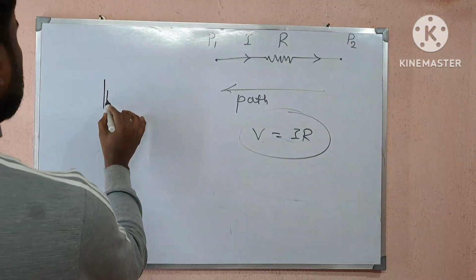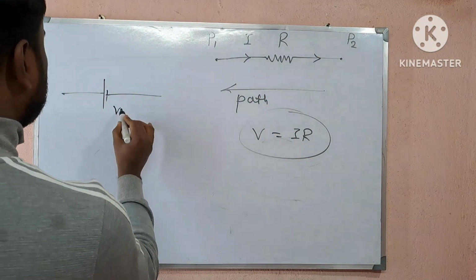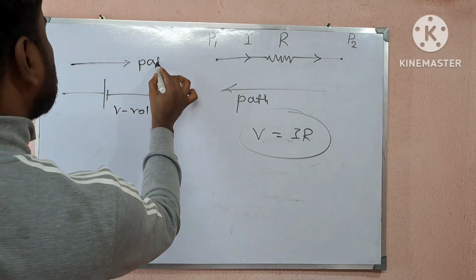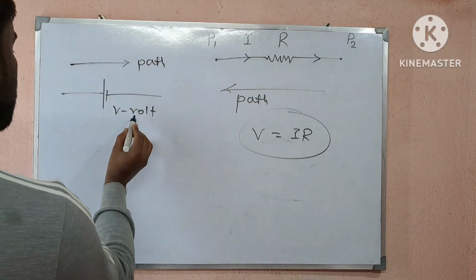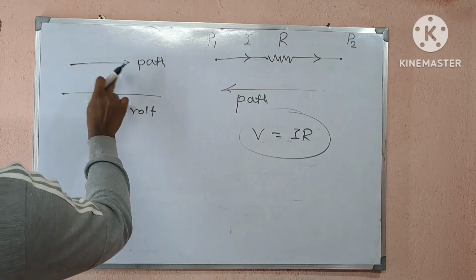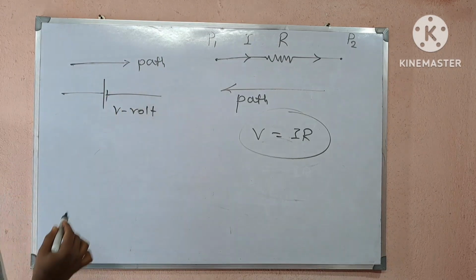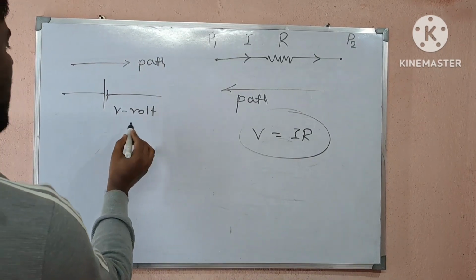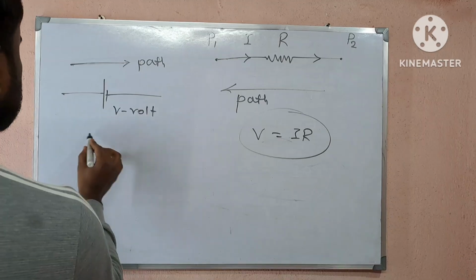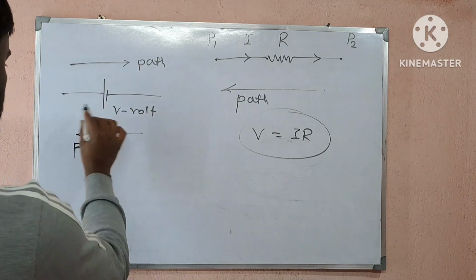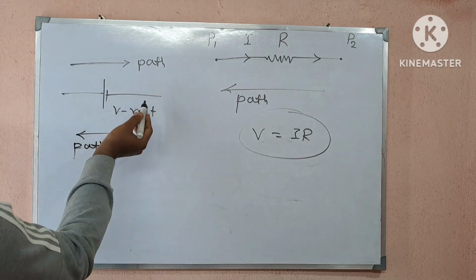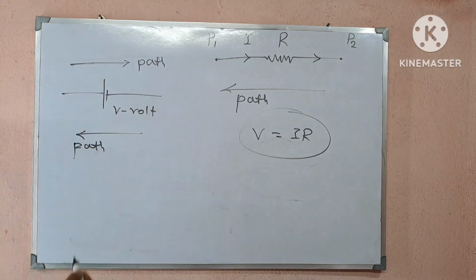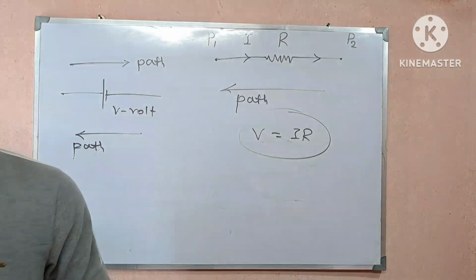And for a battery or cell, in this case, let's say this is a battery of V volt. So here, if the direction of path is this, then the potential will be minus V. Why? Because we are moving from higher potential to lower potential, from positive terminal to negative terminal. So the potential in this case for this path will be minus V volt. Clear? And if the path is in this direction, then the potential will be plus V. Why? Because here we are moving from lower potential to higher potential, that means from negative potential to positive potential. This is the rule that you have to follow.